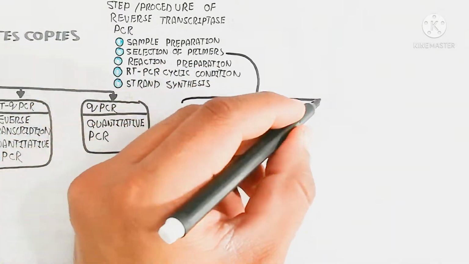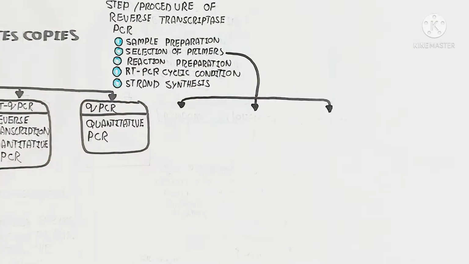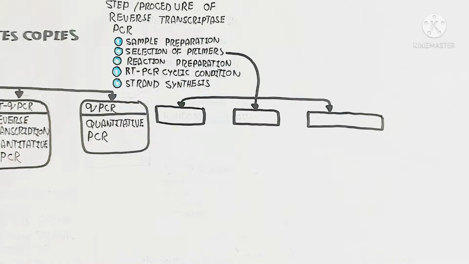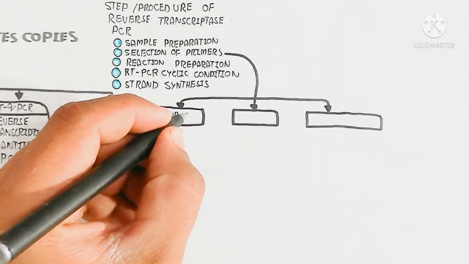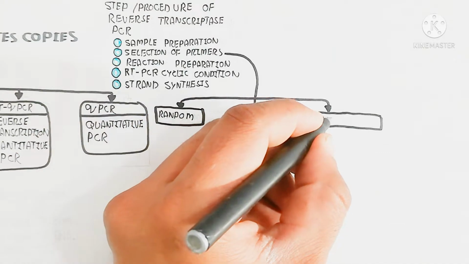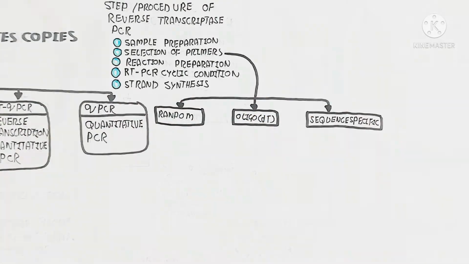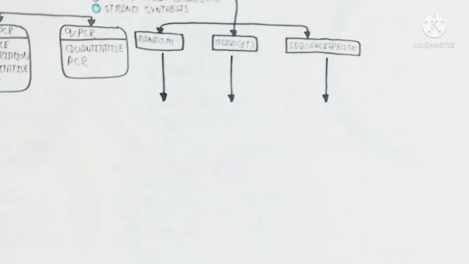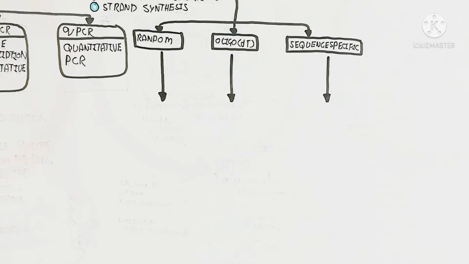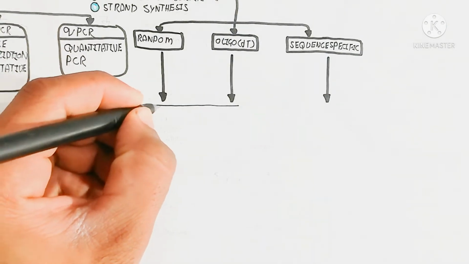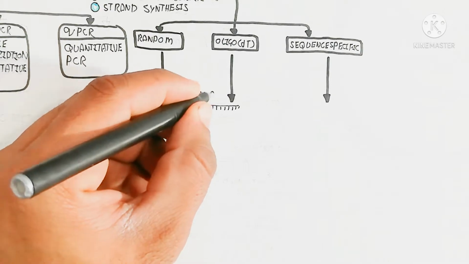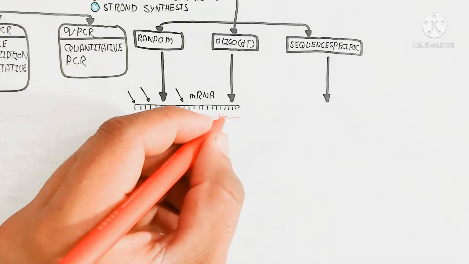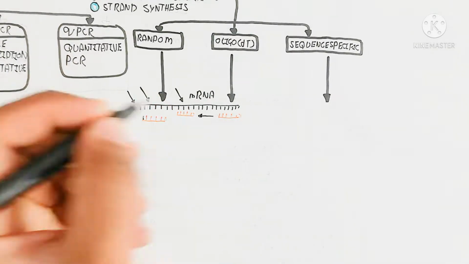Let's begin to understand the selection of primers. It can be random, oligo deoxynucleotide, or sequence specific. With a sequence specific primer, the specific gene will be amplified and other genes will not be amplified. Random means it is a segment of the RNA which will bind randomly, so the gene will be amplified randomly. For example, we use the primer for amplification of certain genes, so the random primer will bind to amplify those genes.